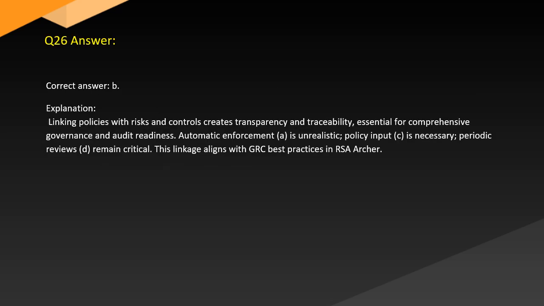Answer. Correct answer: B. Explanation: Linking policies with risks and controls creates transparency and traceability, essential for comprehensive governance and audit readiness. Automatic enforcement, A, is unrealistic. Policy input, C, is necessary. Periodic reviews, D, remain critical. This linkage aligns with GRC best practices at RSA Archer.